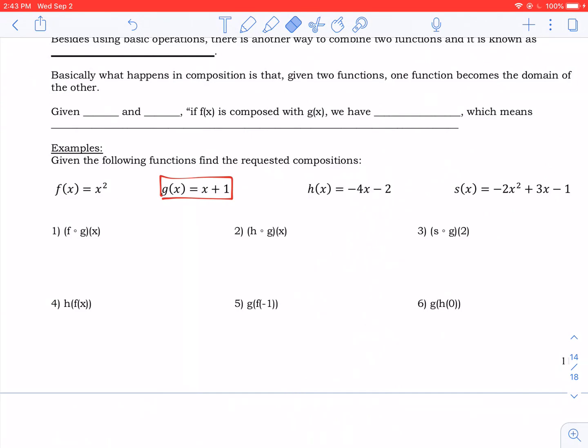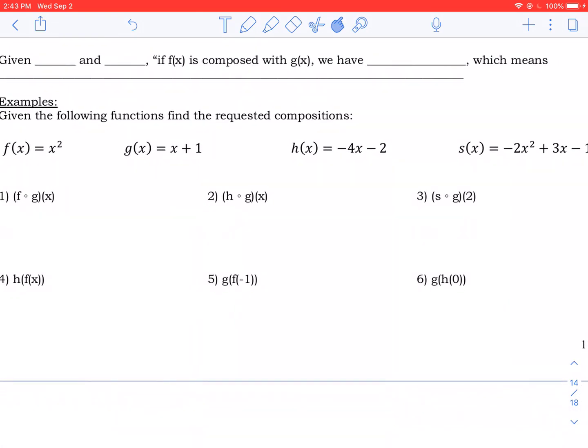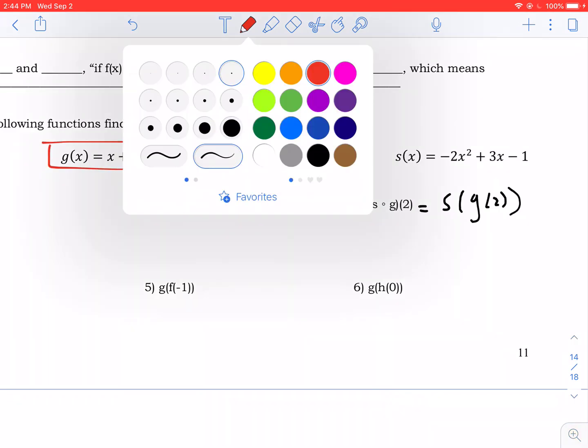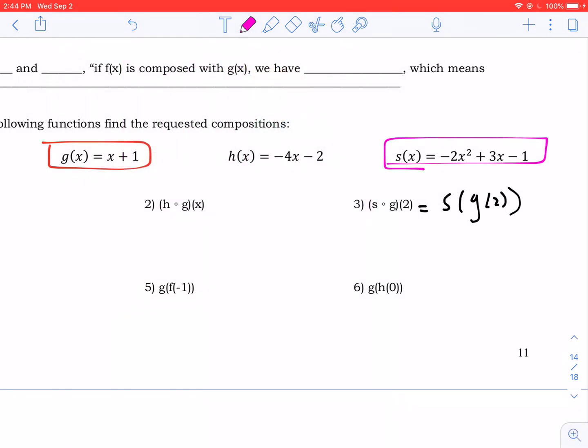Let's look at example 3. S of g of 2. Whoa, S of g of 2. What on earth is that? Well, just like earlier, we're going to work inside out. So we're going to start by figuring out the inside piece. So I'm going to look at g of x. And then we'll worry later about the outside piece, s of x.